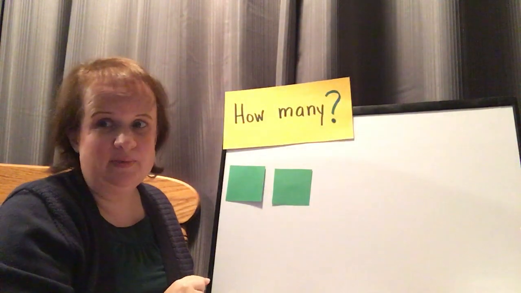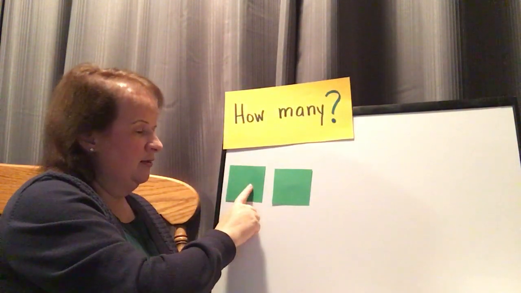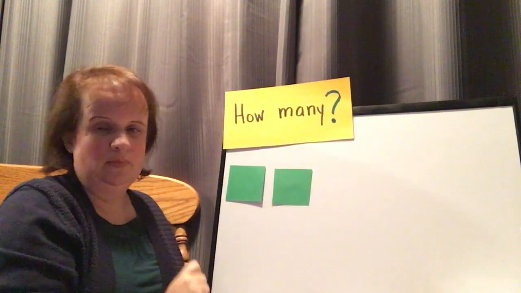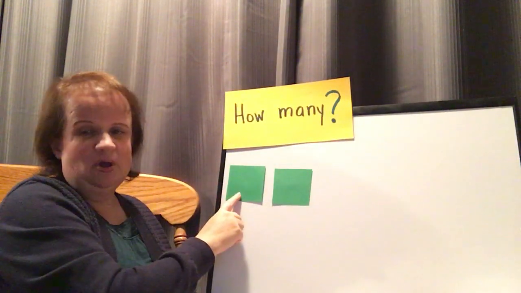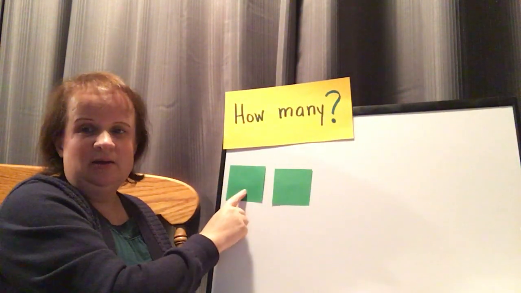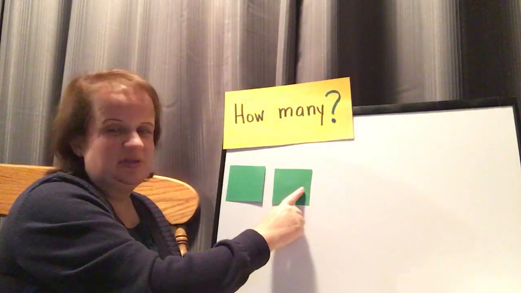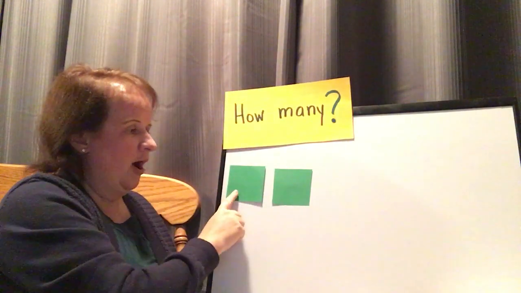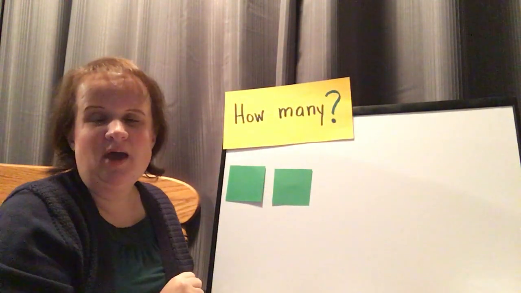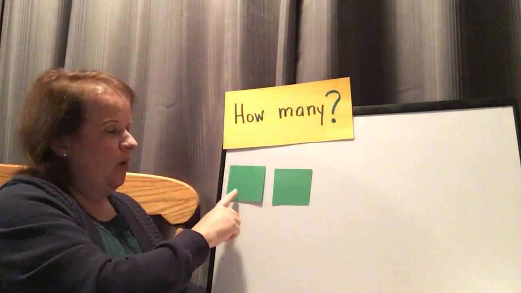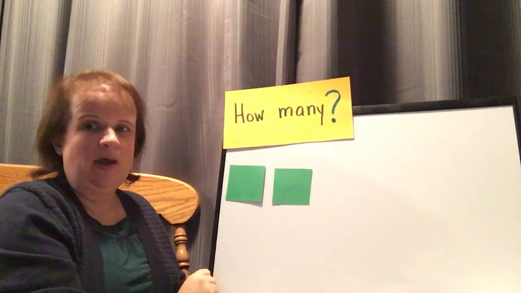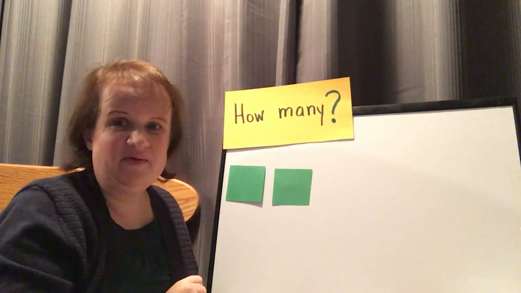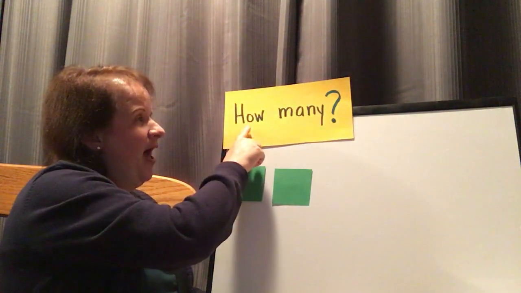Ready? Will you help me? 1, 2. I touched the first object and said 1. Then I move my finger to the next object and say 2. 1, 2. Help me, boys and girls. 1, 2. Now I need to answer my very important question. How many?